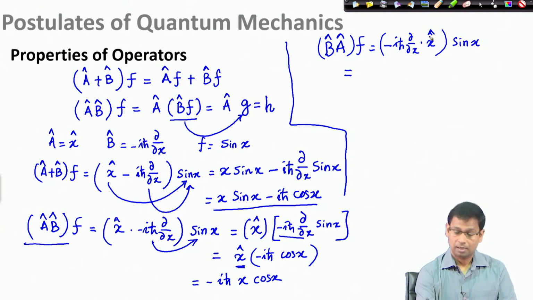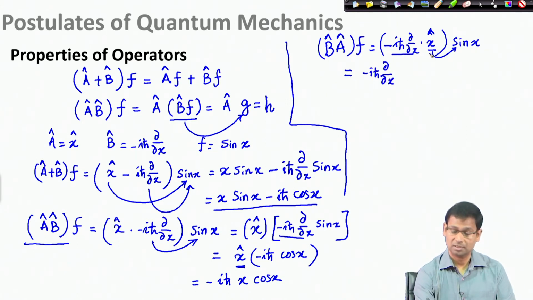Now, when I have these two operators, first I apply this operator over here. So, I am writing down the first operator as it is. The action of x is simple, x sin x. So, now this is a new function which is obtained after application of the operator x onto the function, and this new function will be acted on by this operator, the momentum operator.